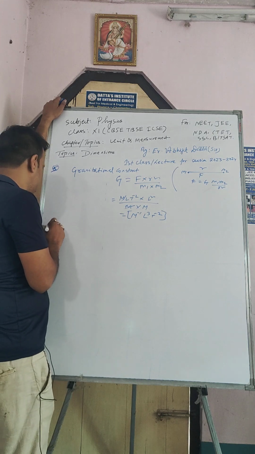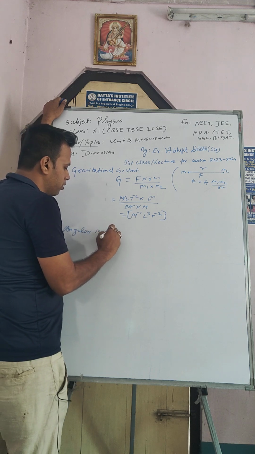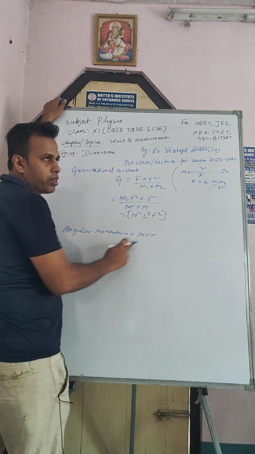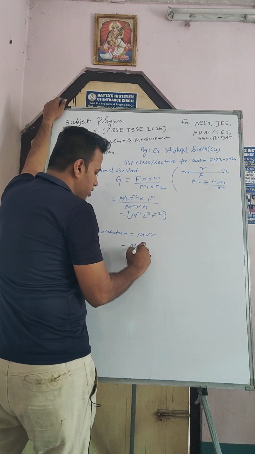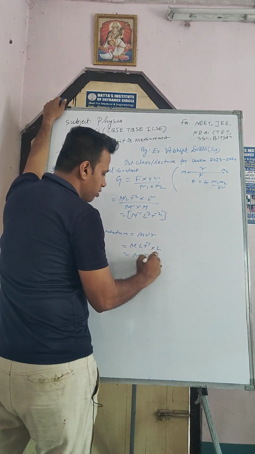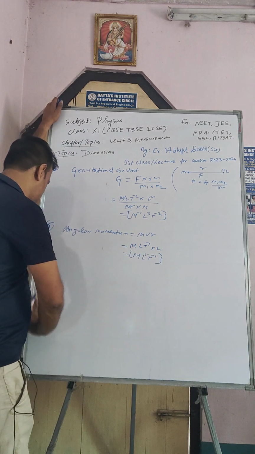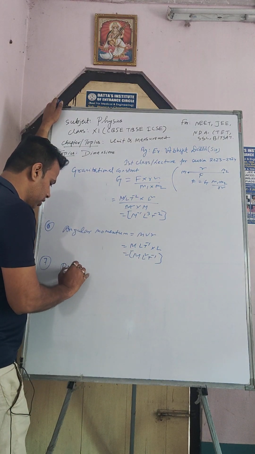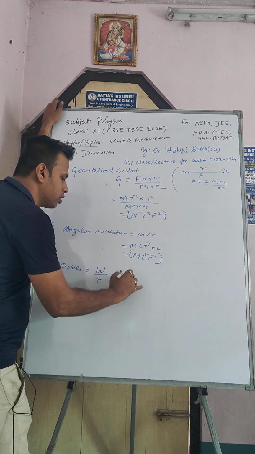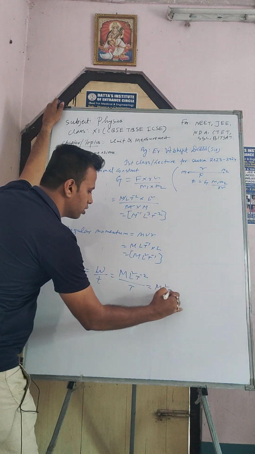And another is, suppose, angular momentum. It is mvr, mass into velocity into radius. So mass is M, velocity is LT^-1 and radius is L, so it will be ML^2T^-1. Or power: the dimension of power, what is power, sir? Power is work by time. Work dimension, we know, is ML^2T^-2, time is T, so it will be ML^2T^-3.